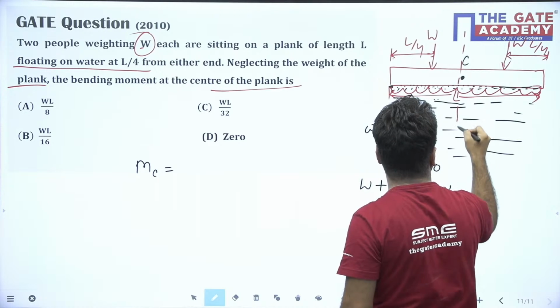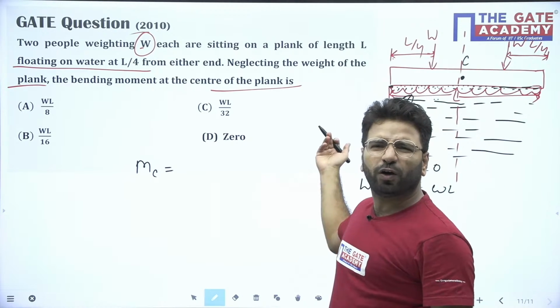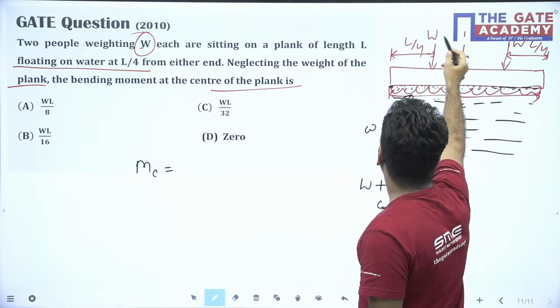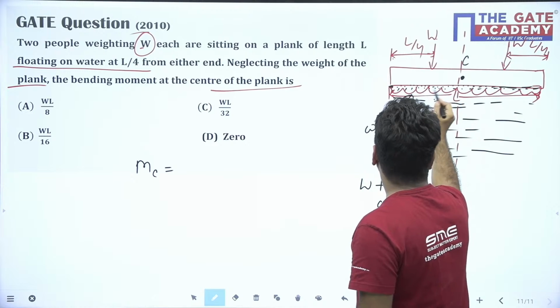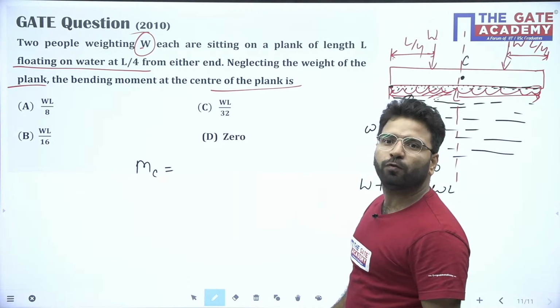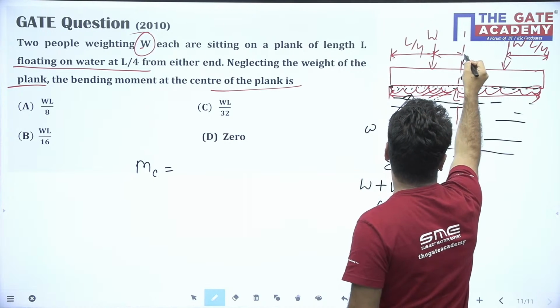Bending moment is the summation of moments either left or right, so wherever you want to see, you can see. Here the bending moment will be produced by this W and this UDL. First, this W: if I ask you what is the bending moment due to this W? W into this distance.